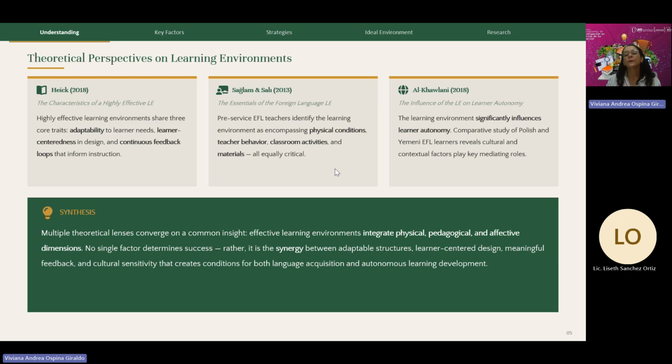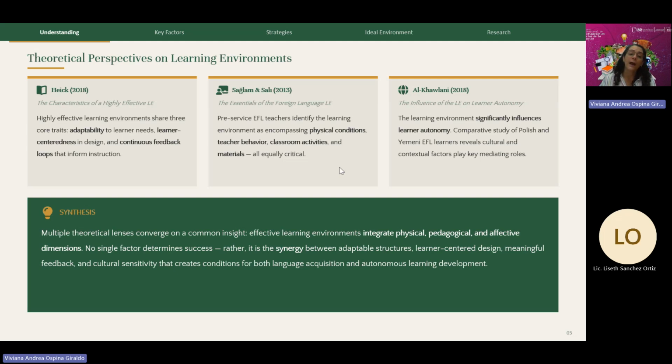The learner environments significantly influence the learner's autonomy. So he did a comparative study of Polish and Yemeni EFL learners, and he reveals that there are cultural contextual factors that are key when we are mediating these roles. So it's important that we consider the context.